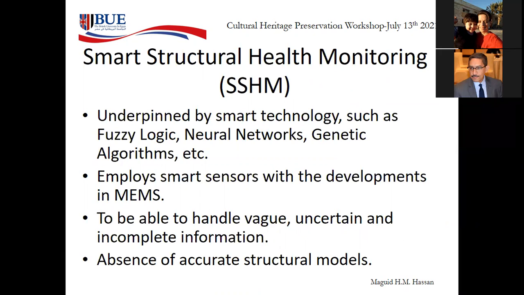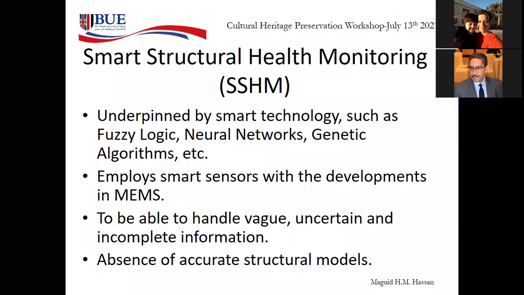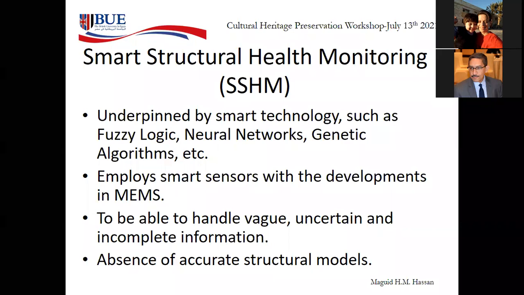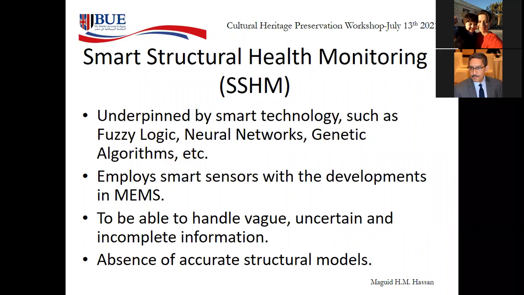So when we say smart structural monitoring, smart structural monitoring is basically underpinned by smart technologies such as fuzzy logic, neural networks, genetic algorithms, or combinations of some or all of these. In addition, they employ smart sensors, and now smart sensors are developed using MEMS, which is micro electromechanical systems. And MEMS now allows the ability to develop sensors that are miniaturized in size and have some level of processing abilities on the sensor itself.